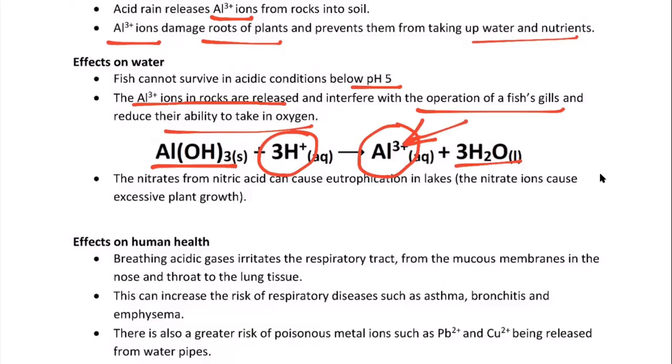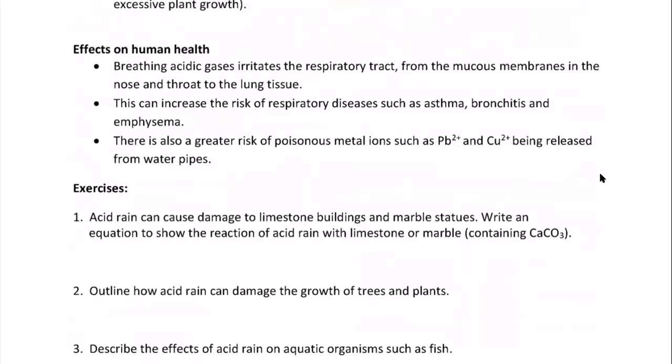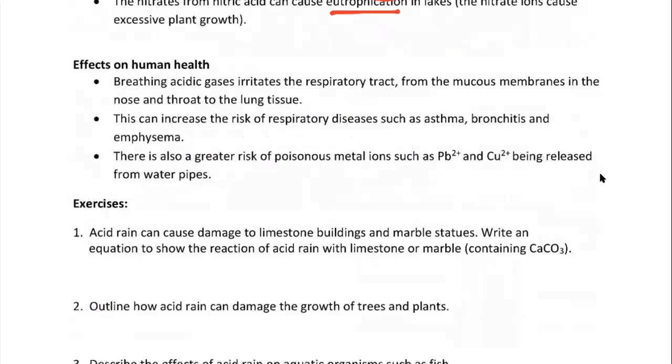The nitrates from nitric acid can also cause what we call eutrophication in the lakes. And so that's where they're going to have excessive plant growth, which is also not good. And then obviously it's going to affect human health as well, okay? Because eventually, we're all connected in the circle of life with the food chains and the ecosystem.